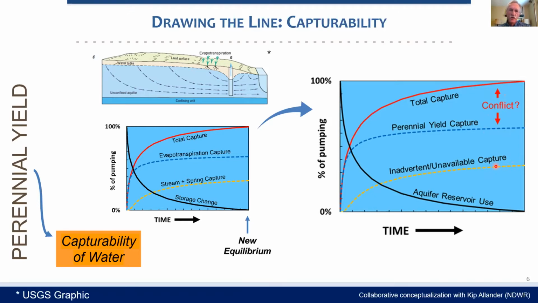So the capturability of water component is coming into play more and more as demand on our water resource grows. We learn more about the hydrologic interaction between various source waters of Nevada, and there's a greater need to consider what should and should not be available for groundwater pumping from a conjunctive management perspective.